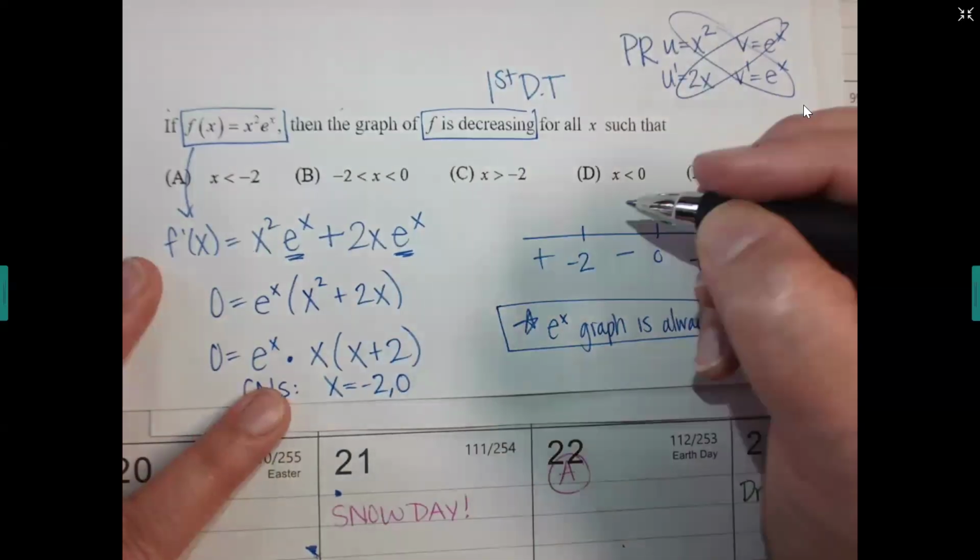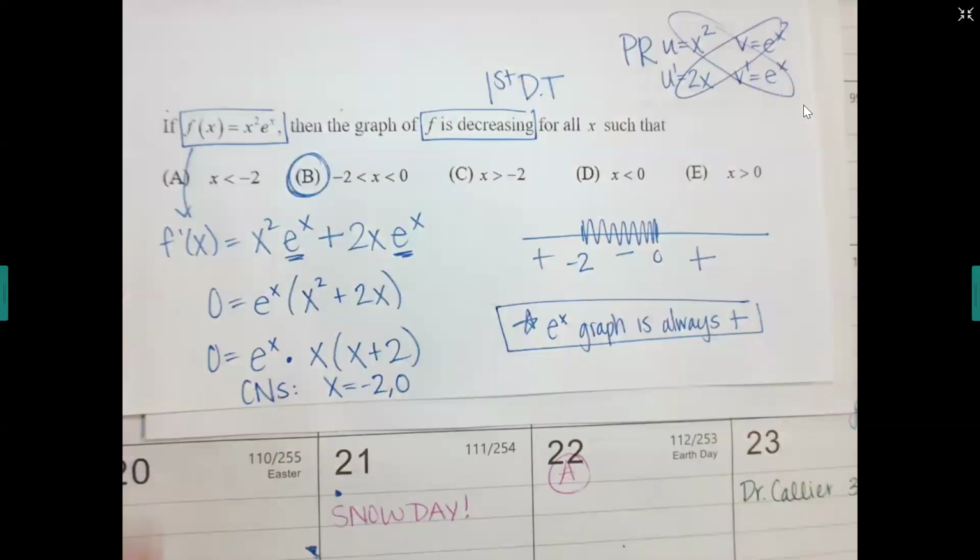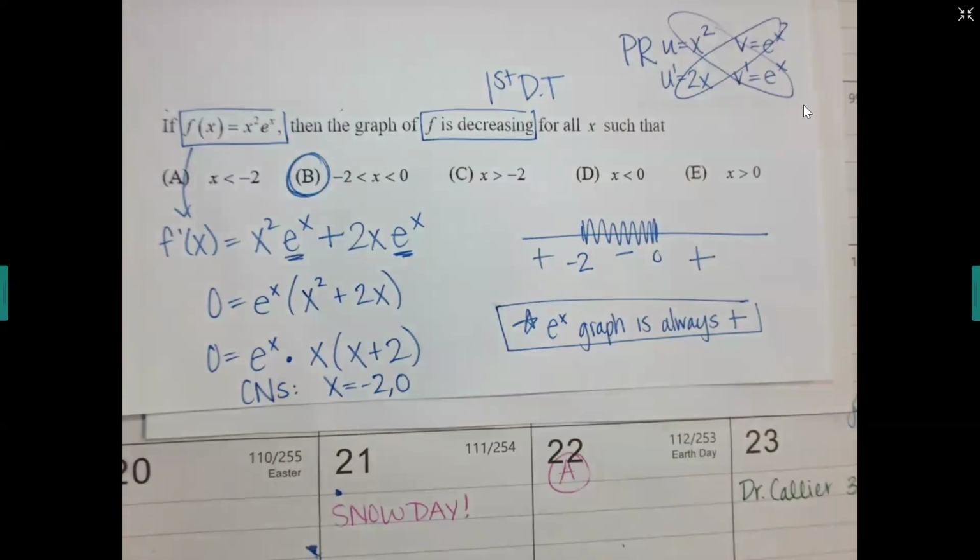So I want decreasing, then I want -2 till... Go ahead and turn the page. Let's do the bottom one there.